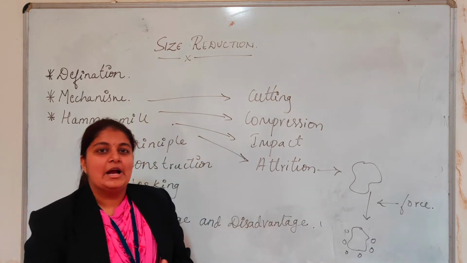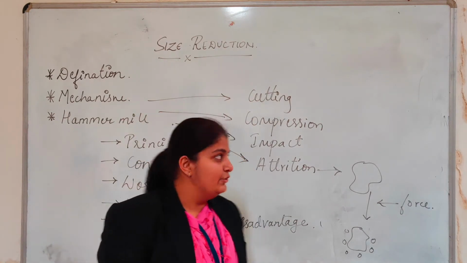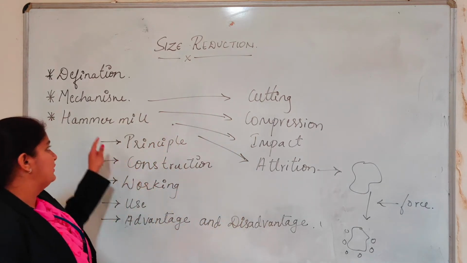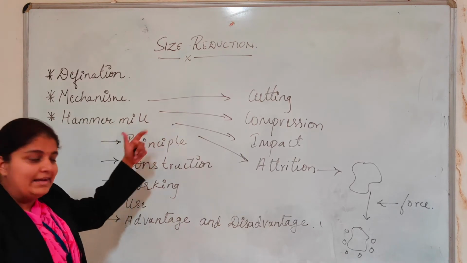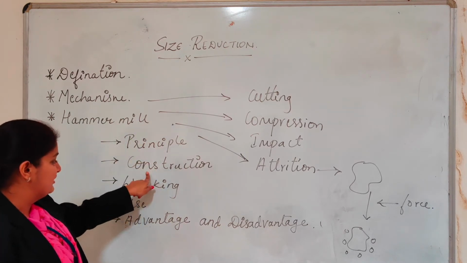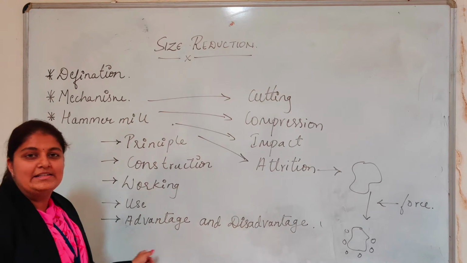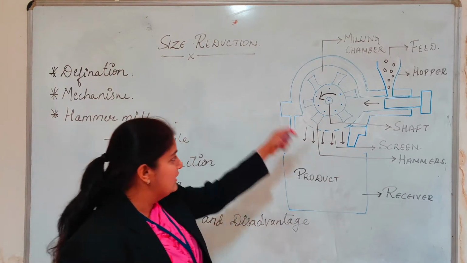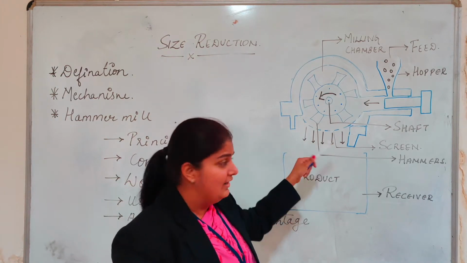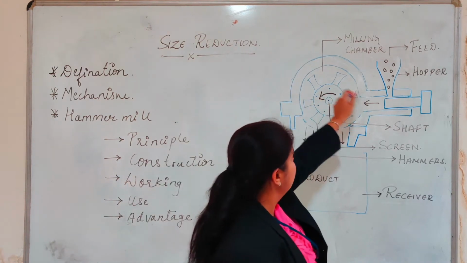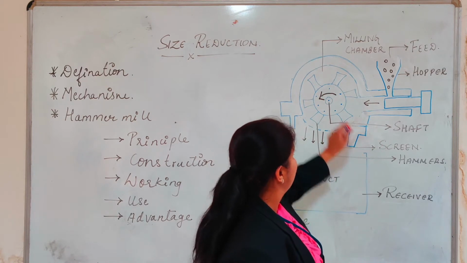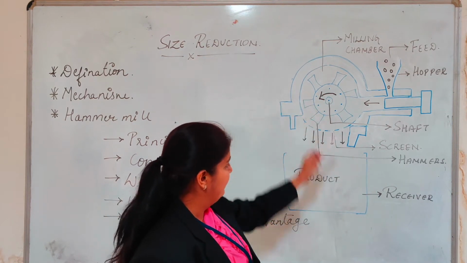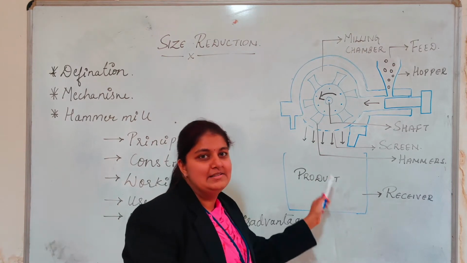Now we will be studying the different instruments which are used for size reduction in the pharmaceutical industry. The instrument we will be studying today is the hammer mill. In that we will be studying the principle, construction, working, uses, advantages and disadvantages. So this is how the hammer mill looks. The whole setup of the hammer mill is made up of stainless steel. It has different parts: the hopper, milling chamber, shaft, and slate. The milling chamber consists of the hammer. The hammer is attached to the shaft, and we have a receiver in which the product is received.